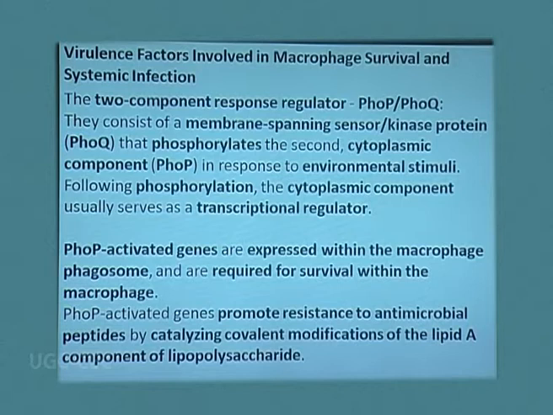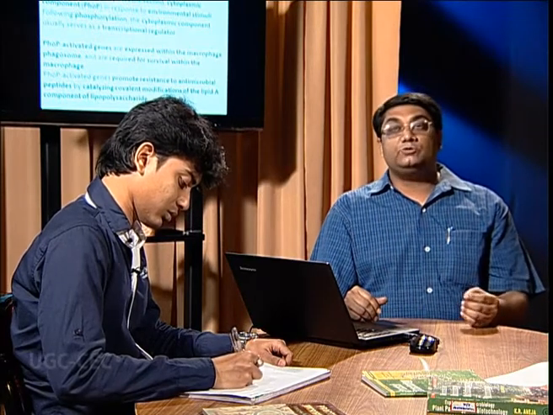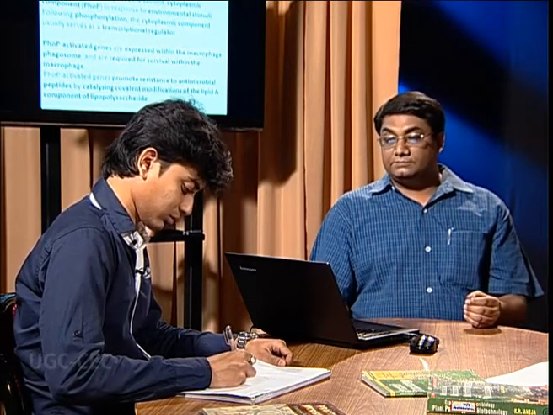Now, these PhoP activated genes are expressed within the macrophage phagosome, and these expressed genes are required for the survival of the bacteria within the macrophage. For example, PhoP leads to covalent modification of the lipid A component of the lipopolysaccharide of the bacteria, which results in the resistance towards the microbicidal action of the antimicrobial peptides produced within the macrophages.